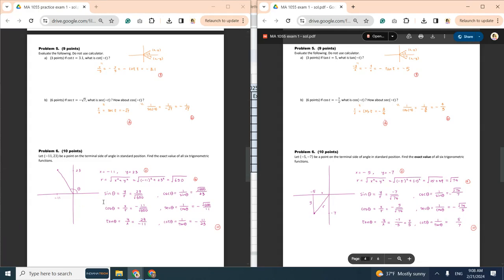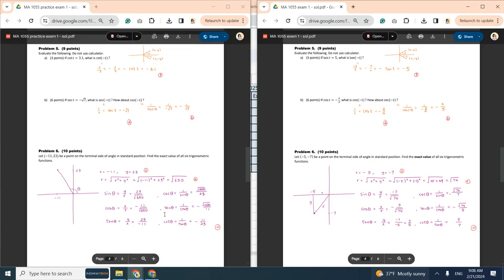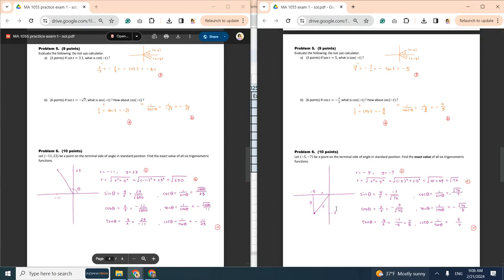Yes. And then the next problem. This problem, you saw it in the quiz. Right? So I give you a point, and then you look at your x and y and find the r. Once you find the r, then you can write down the 6 trig functions. And remember in the quiz I said, can you use your calculator?